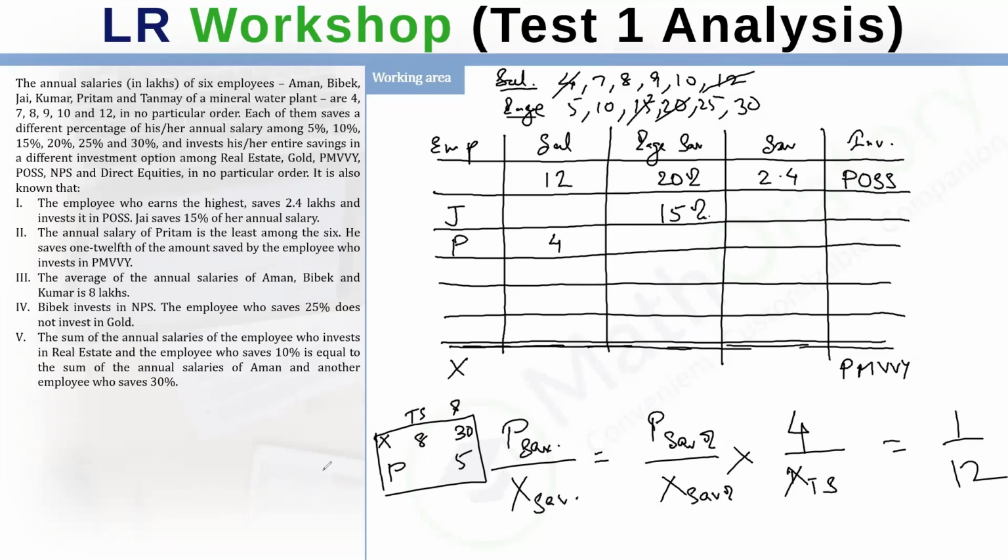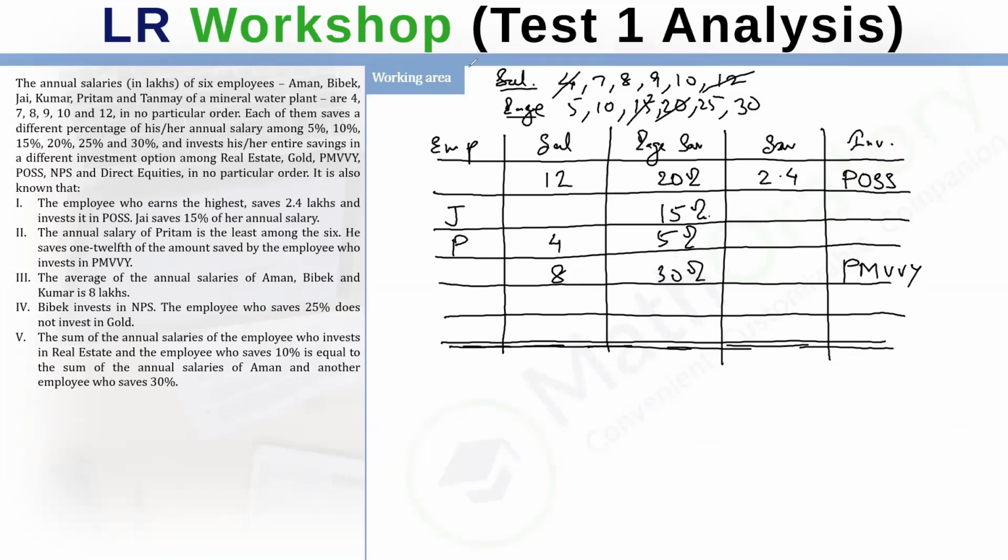So what we know, a couple of things here actually. One is that Preetham's saving is 5%. So this has to be 5%. Obviously, I can figure out the savings. I'll do that in a while. Another, the X person, I don't know who this is, but that person is earning 8 lakhs and saving 30% of it, right? And also investing in PMVVY. So this much is known to me.